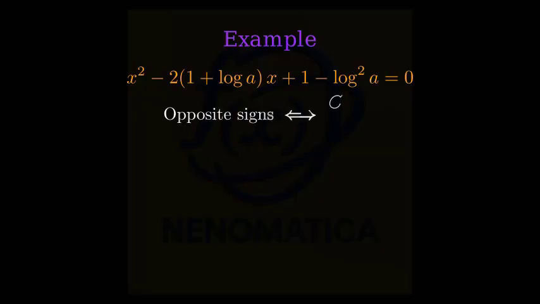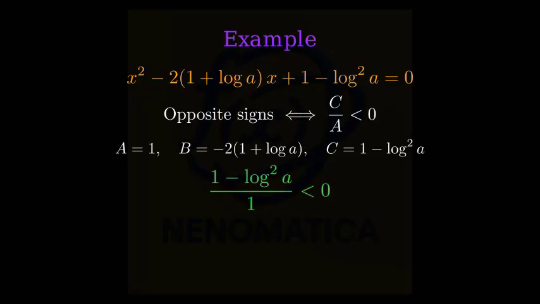Step 1. A quadratic ax squared plus bx plus c equals 0 has roots with different signs exactly when c divided by a is less than 0. For our equation, a equals 1, b equals negative 2 times 1 plus log base 10 of a, and c equals 1 minus log squared of a. So the condition becomes the fraction 1 minus log squared of a over 1 is less than 0.